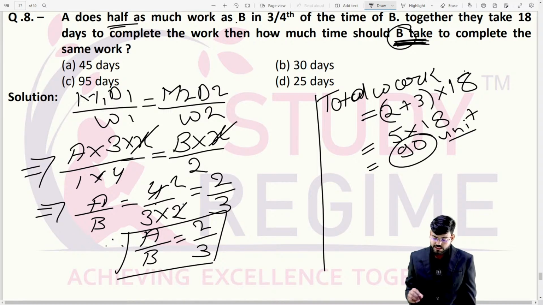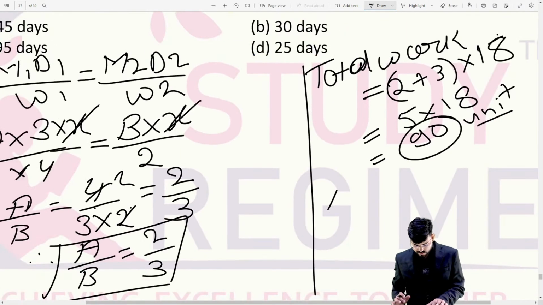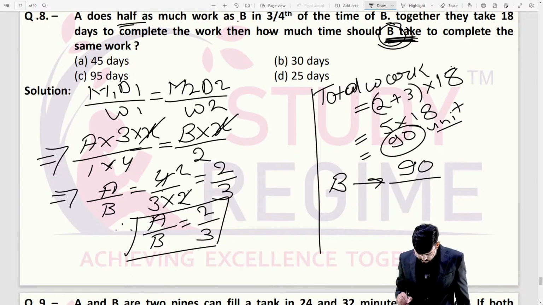Now in the question it has been asked in how much time B takes to complete the same work. It is only asking about B. So write it down: total work upon B. B is doing how many units of work in a day? 3 units of work. So just divide it.